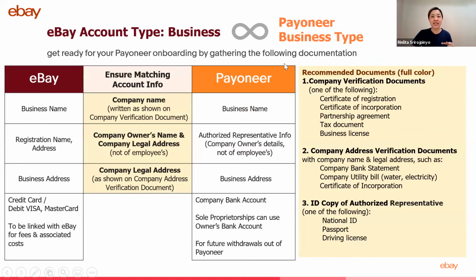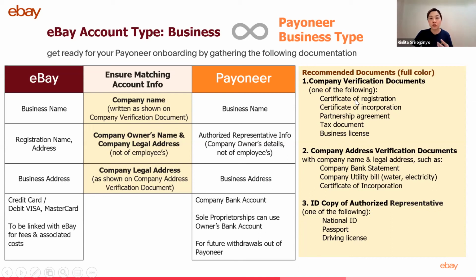Now, let's look at the business type. The business type is not complex. You just need to look at the matching of account info between eBay and Payoneer, and you need to be able to provide proof, or verification documents, for all this account info. For example, I recommend that you ensure the business name on eBay, and that field will be called business name, is written as the company name as you see it on the company verification document.